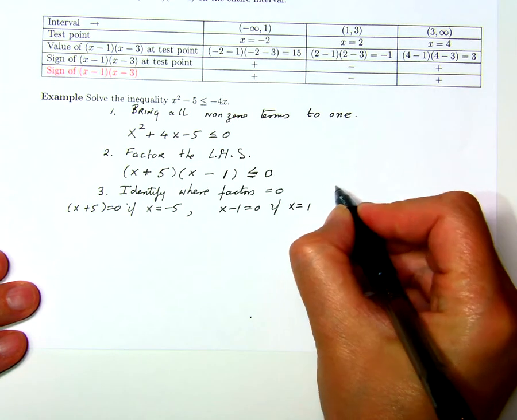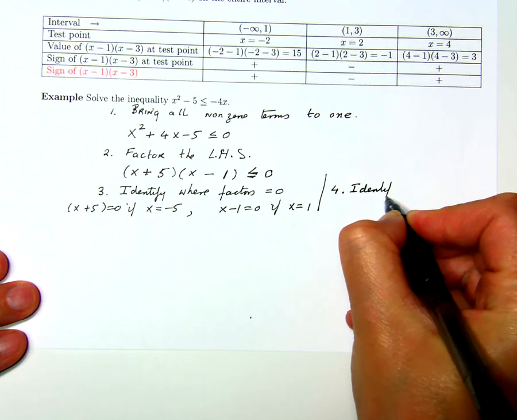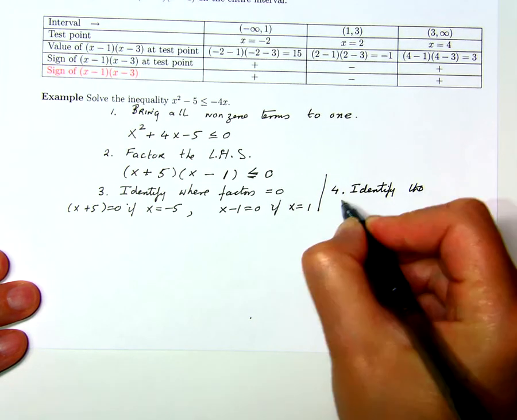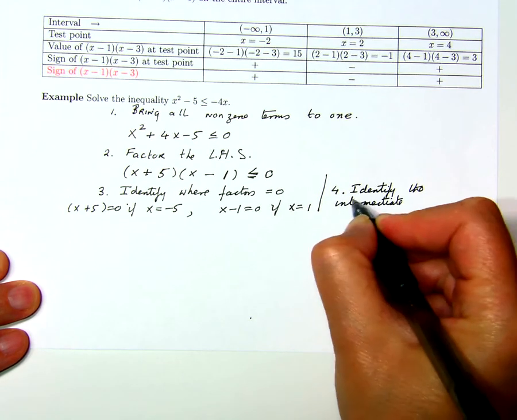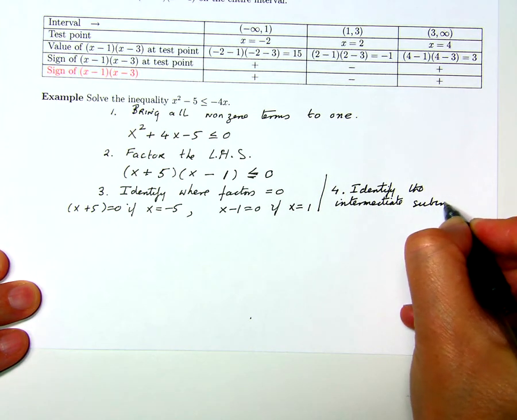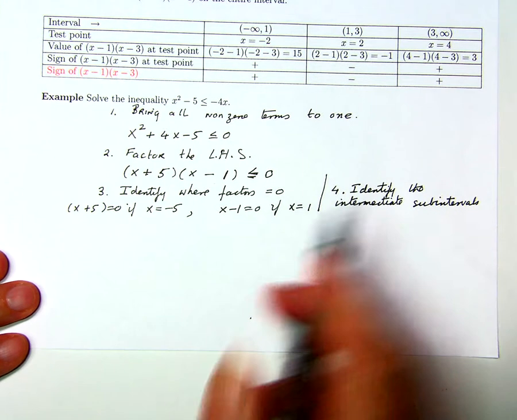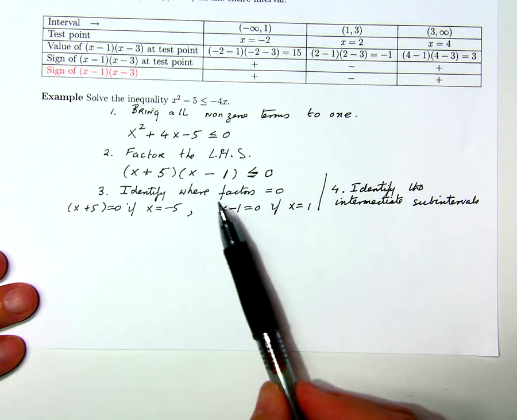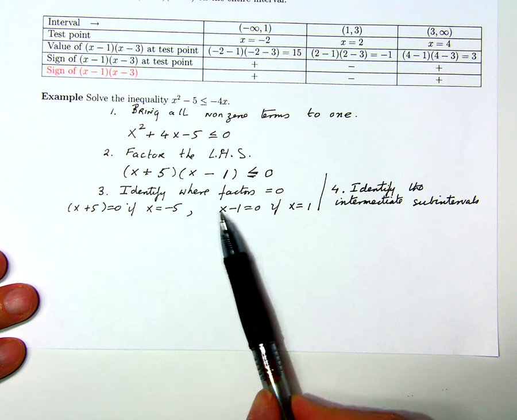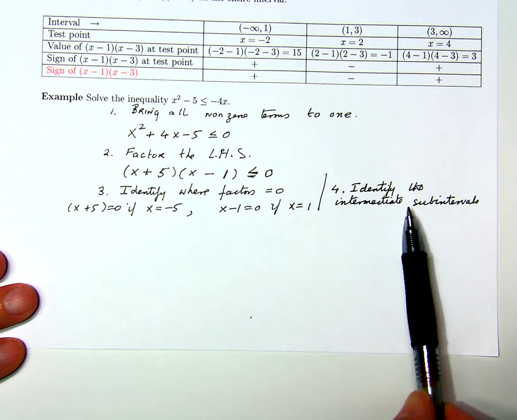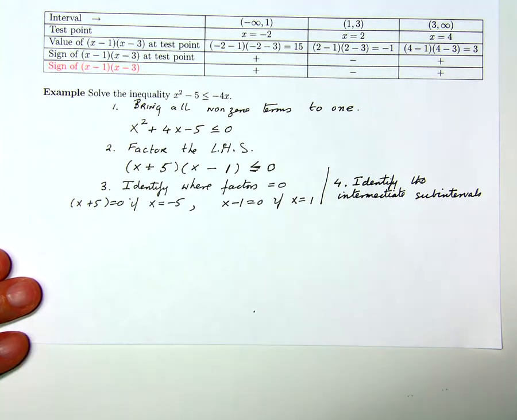And the next step, step 4, is to identify the intermediate subintervals. And remember, these are the subintervals where the sign of this product cannot change, because the sign of each factor changes only at one of these points where the factors are 0. So on these intermediate subintervals, the sign of the left-hand side of our inequality cannot change.